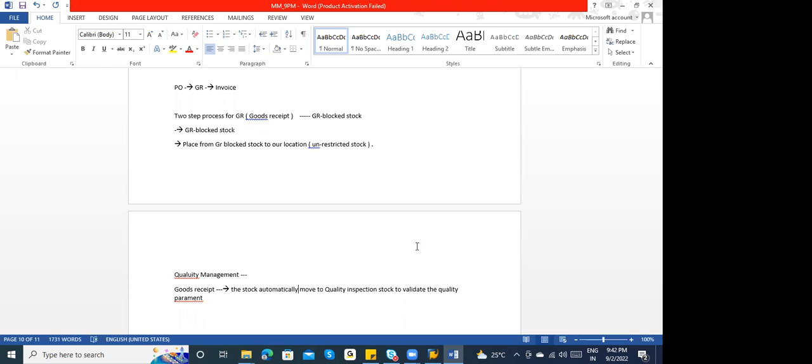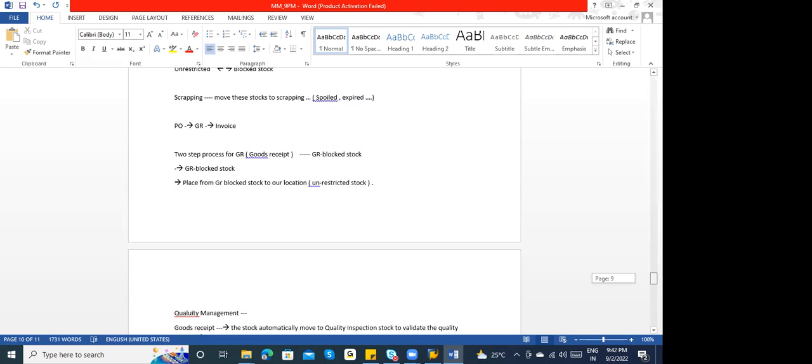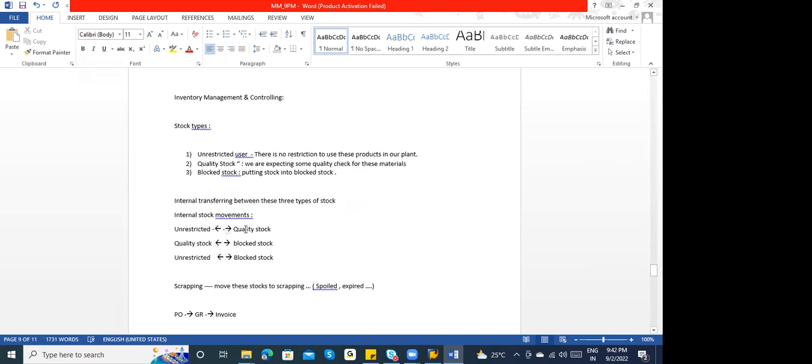Here, sir, you already explained about unrestricted and quality, right? Why again are you explaining here? Okay, this is the general internal transfer we are doing manually, without QM, quality management. If the QM module is not there and they want to do it at the stock type level without any quality parameter check, just a general manual check, in those cases we can go ahead with this scenario.